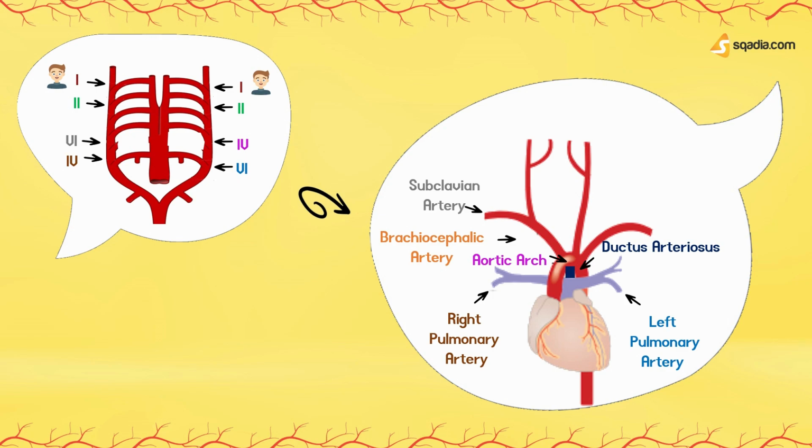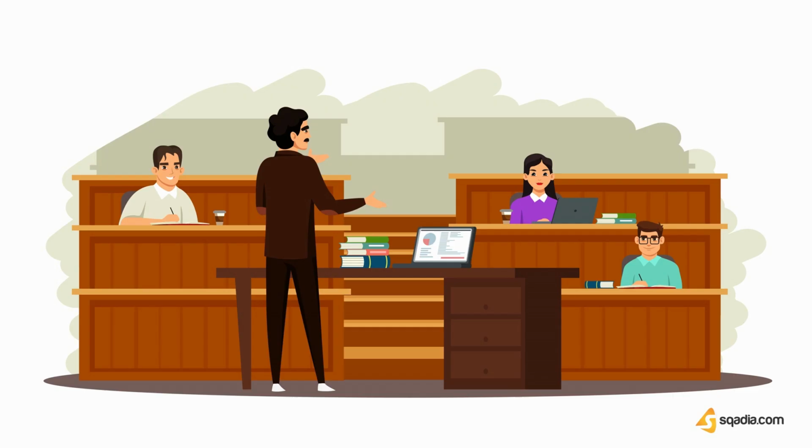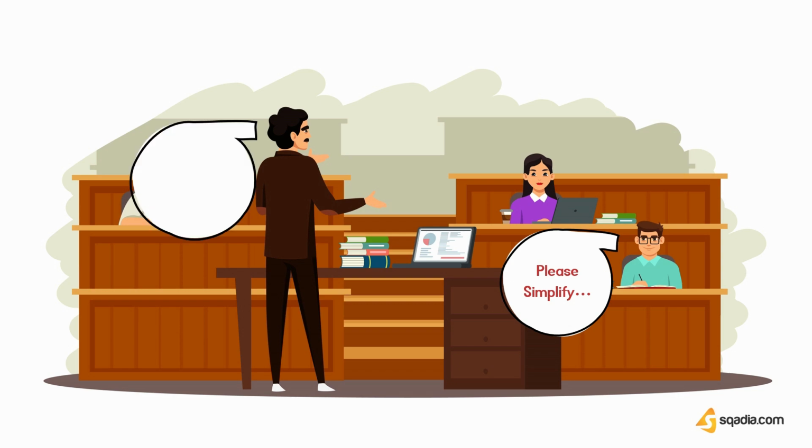Now, aortic arch 3 becomes the common carotid artery and the proximal part of the internal carotid artery. Sir, these are too tough to remember. Could you please simplify them for us? And explain the fate of each aortic arch separately, using different easy mnemonics.